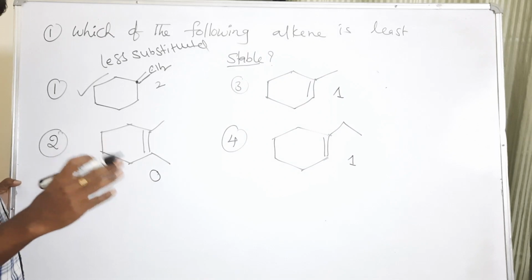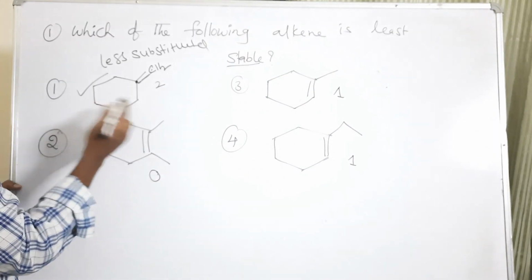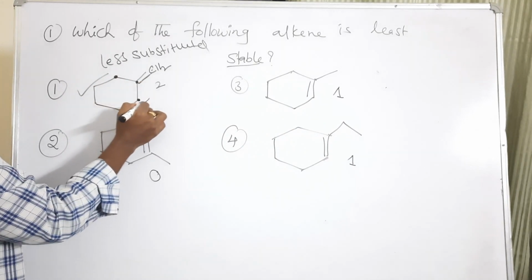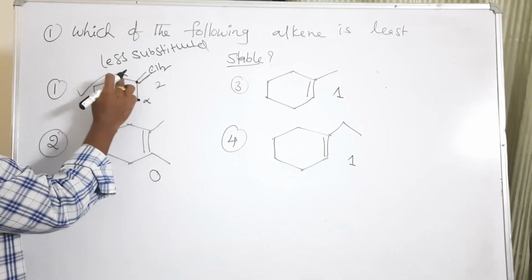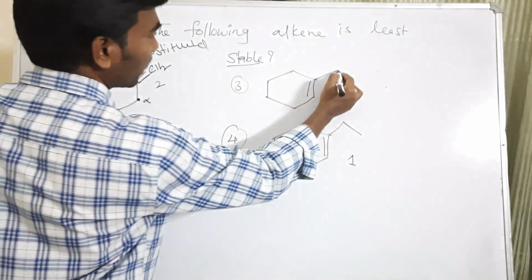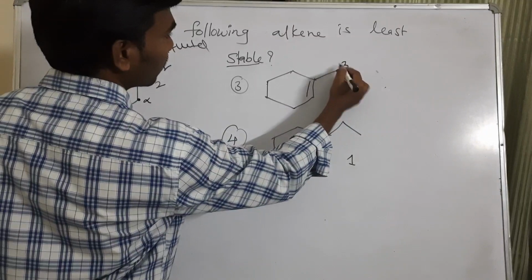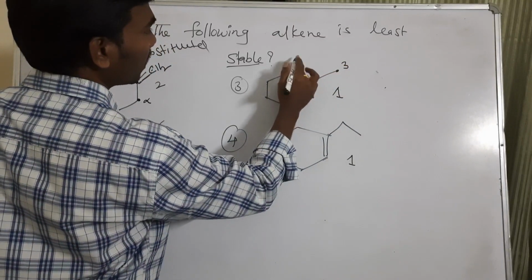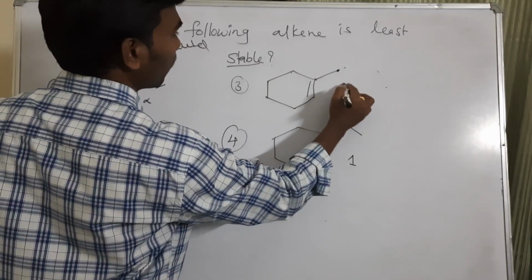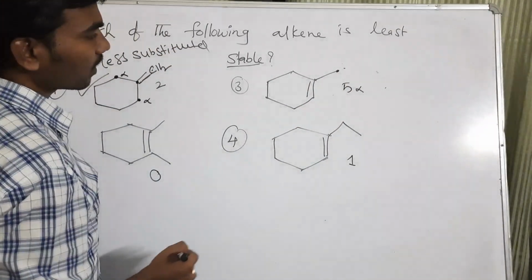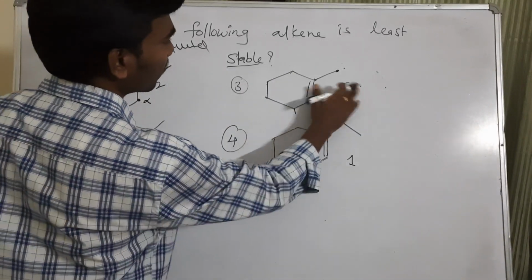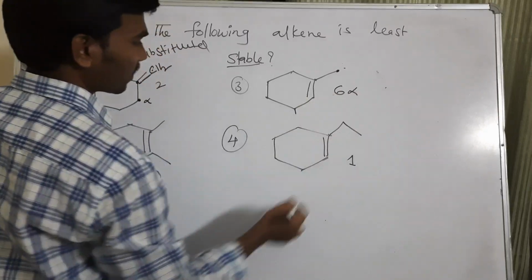Now according to hyperconjugation, check the alpha hydrogens near the sp2 carbon. Adjacent to the sp2 carbon, we call it alpha. How many alpha hydrogens are there here? 1 alpha, 2 alpha. Here 2 alpha hydrogens are there. Here 3 alpha hydrogens are there. Here 1, 3, 4 and 5, total 5 alpha hydrogens are there. Here 5, and here 6 alpha hydrogens are there.